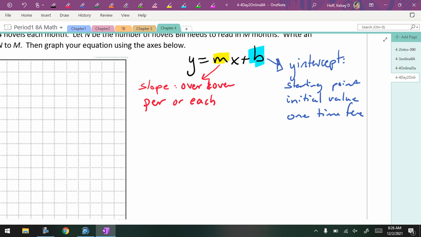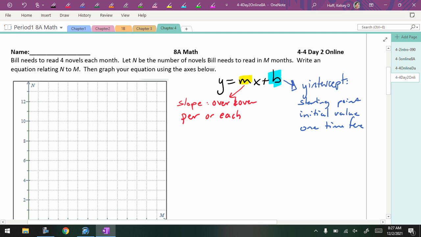So we 100% have to read through this, but we're going to look for the word per or each first, and then we're going to talk about maybe a one-time fee or something they have to pay right away. Okay, let's go back and read this. Bill needs to read 4 novels each month. Let N be the number of novels Bill needs to read in M months. Write an equation relating N to M. Then graph your equation using the axes below.